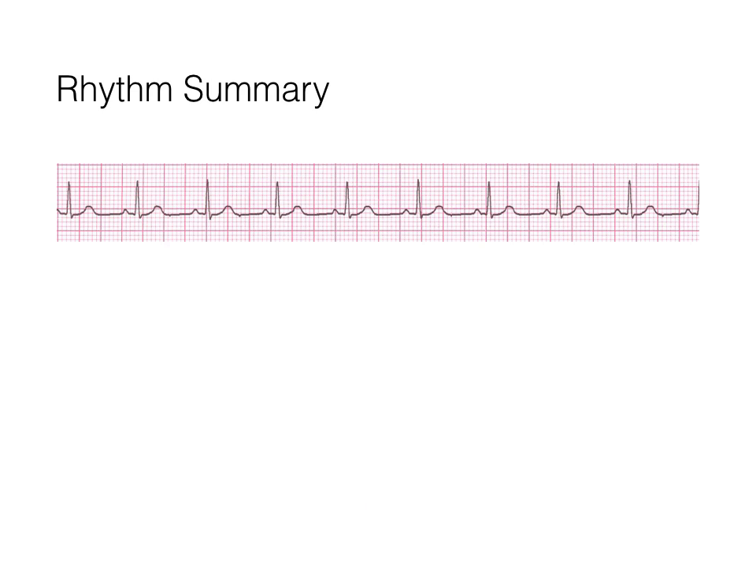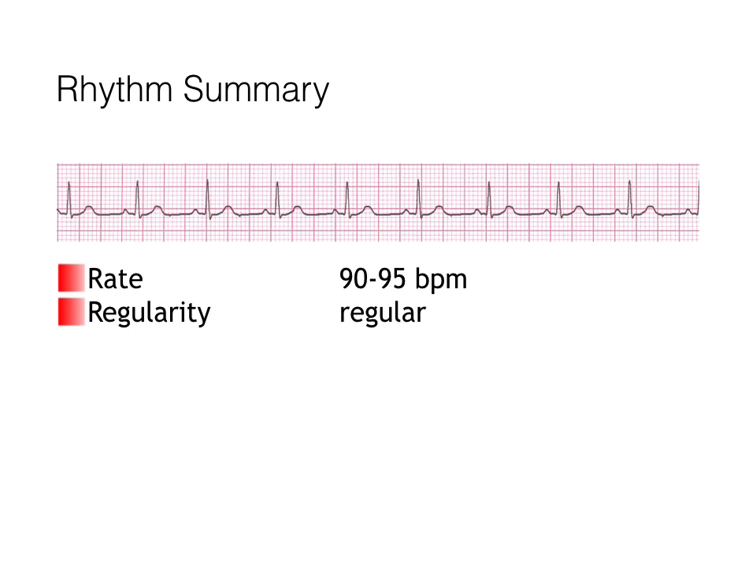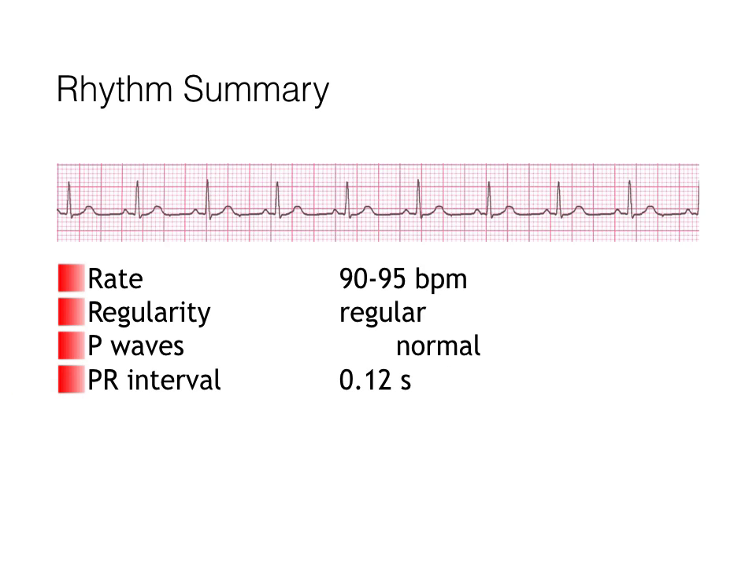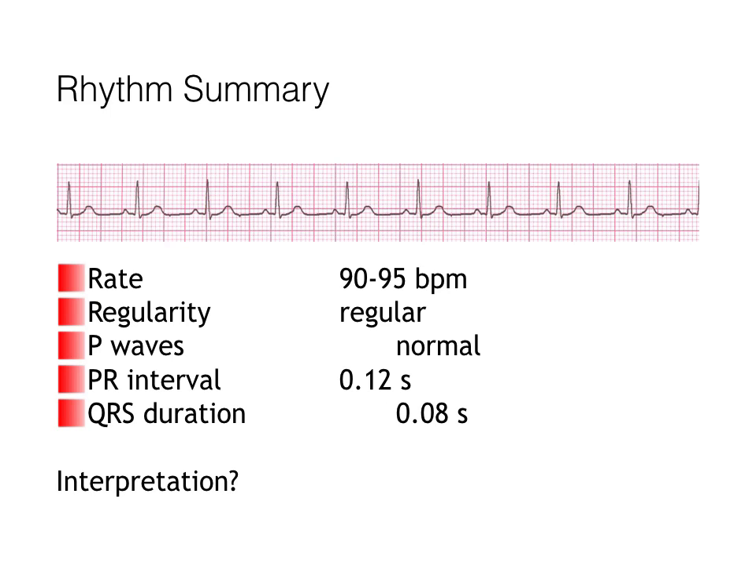What is the rate in this ECG? It's around 90 to 95 beats per minute. Is it regular? Yes, this is regular. Are the P waves normal? Yes, P waves are normal. What is the PR interval? It's 0.12 seconds, which means normal. QRS duration is 2 small boxes, which means normal. Interpretation: it's a normal sinus rhythm.